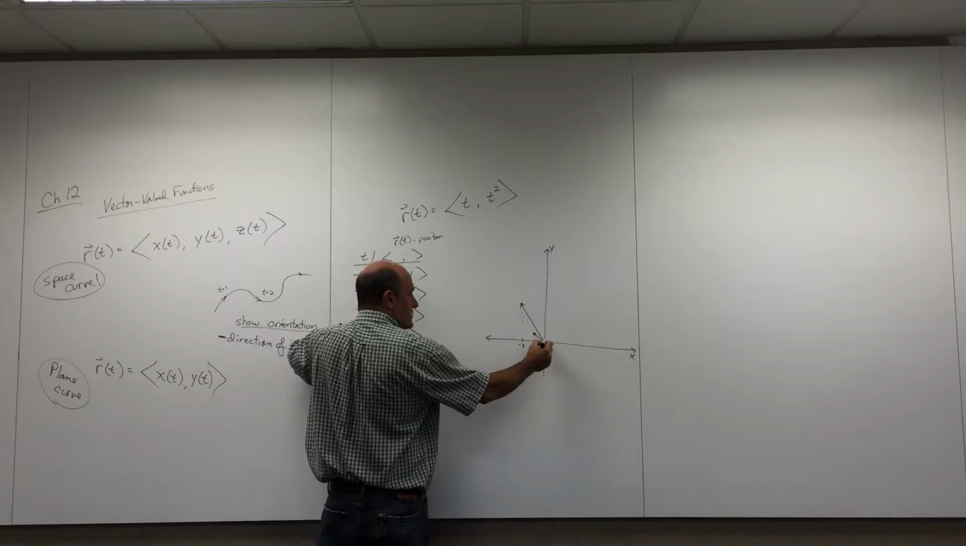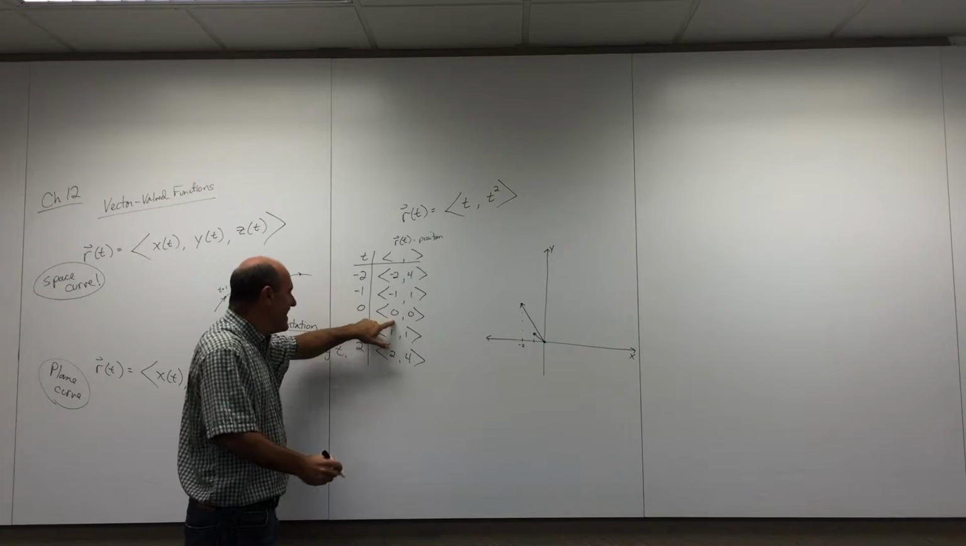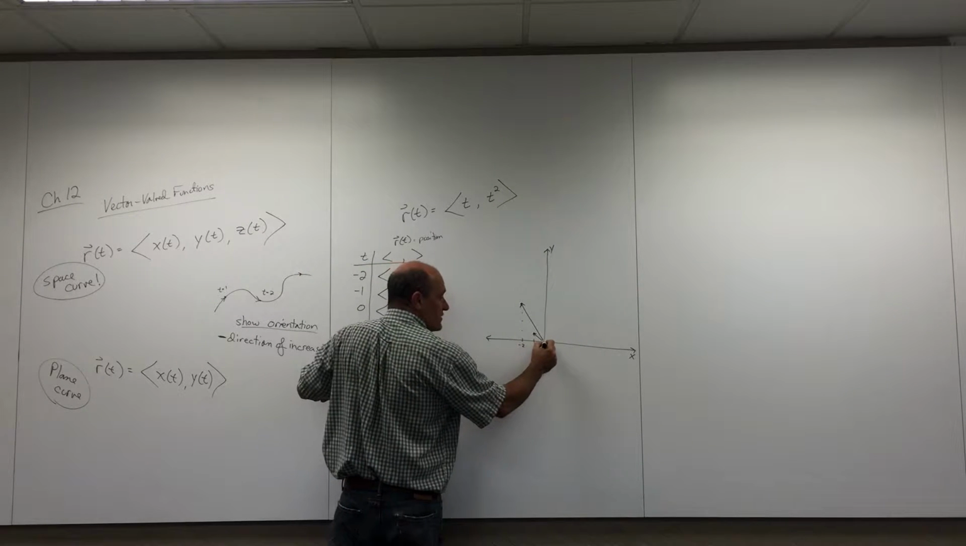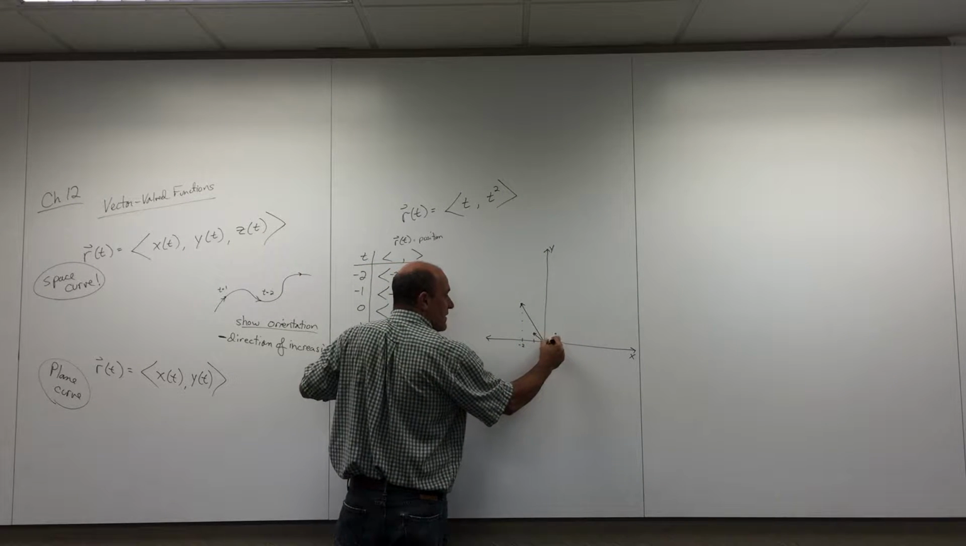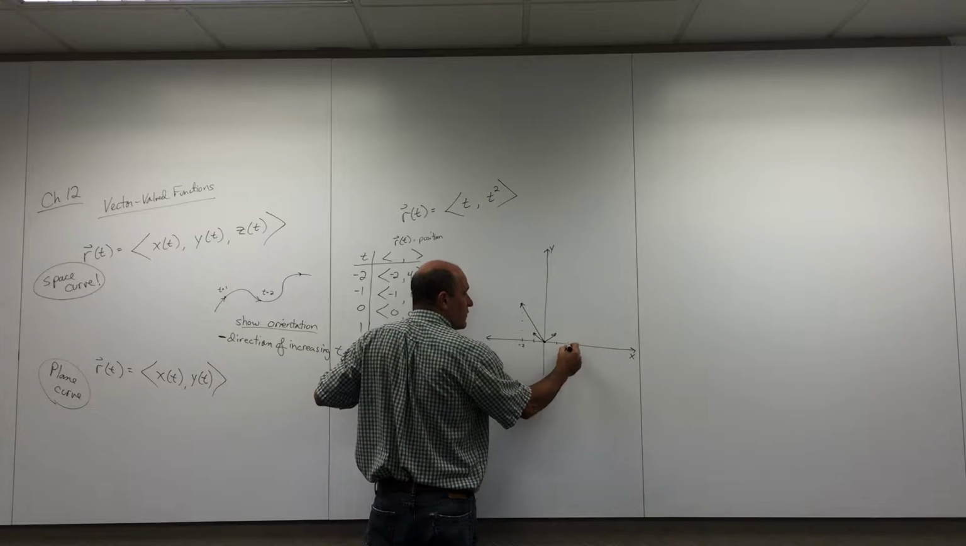It goes nowhere, right? 0, 0, it goes right here. It's that point. 1, 1 is a vector. It starts at the origin, goes over 1 and up 1. That's the vector 1, 1. 2, 4 goes over 2 and up 4. Over 2, up 4.